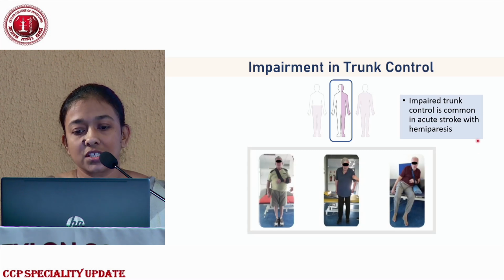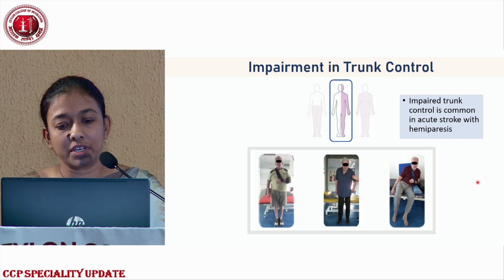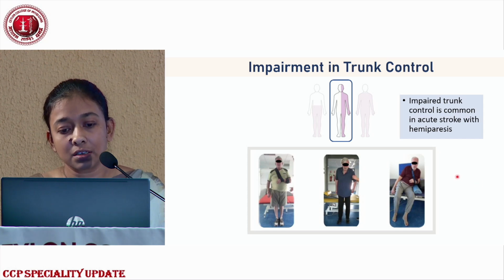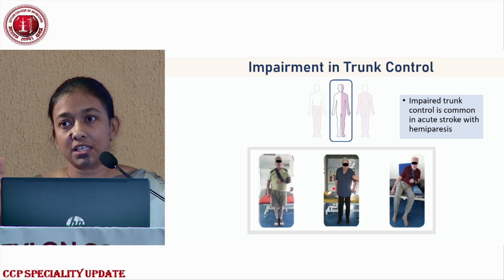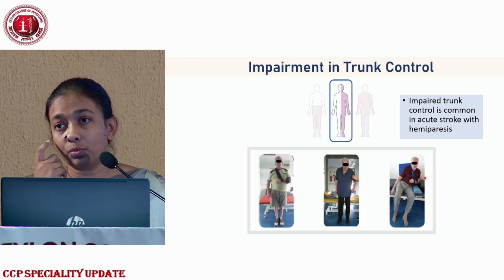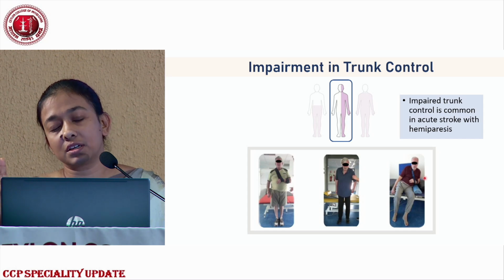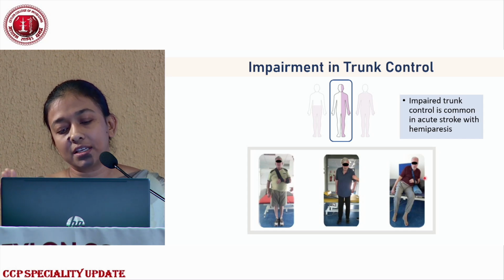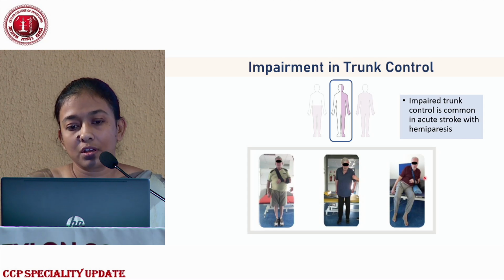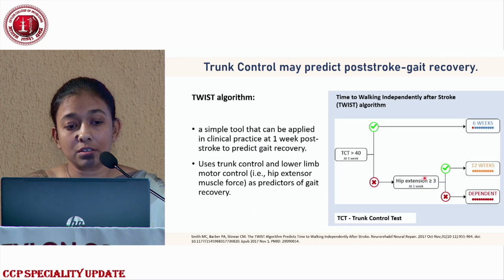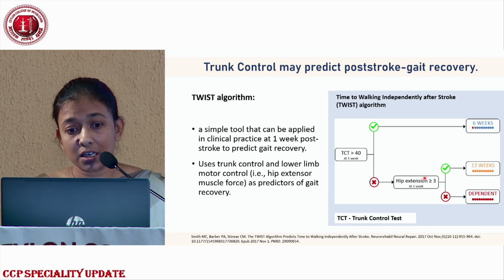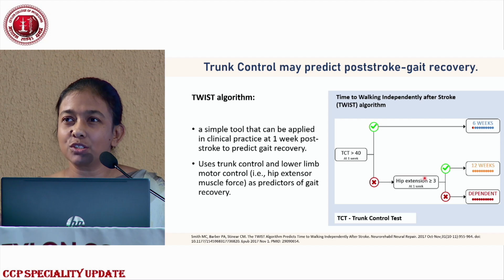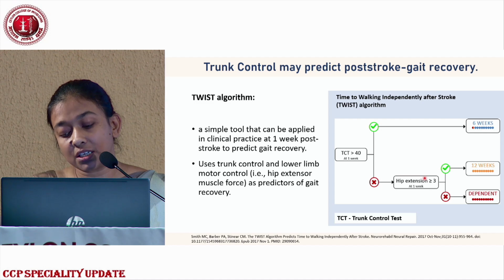And you can see these patients, all three are having right hemispheric strokes with left-sided hemiparesis. The first one is upright with good trunk control. The second one has a tilt towards the left side, the paretic side, and he's supported. And the third one is even tilted to the paretic side, even in the sitting position. So there's a variation of the trunk control. So trunk control may predict post-stroke gait recovery. I think this is useful just to have that idea as you all are managing acute stroke patients.